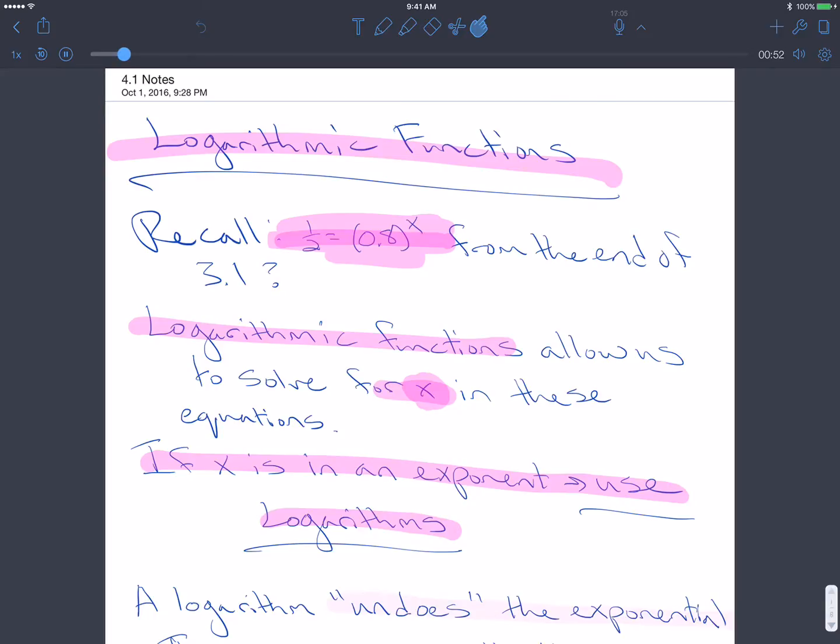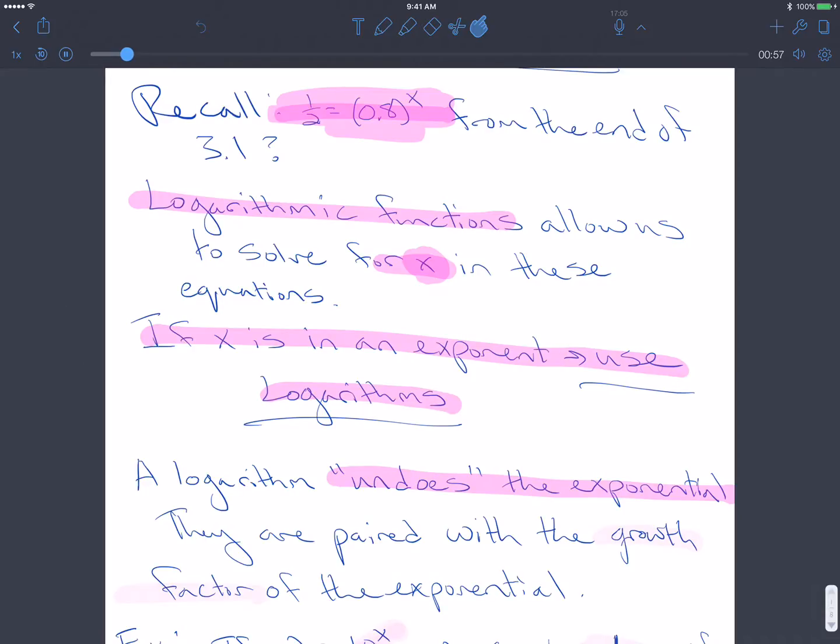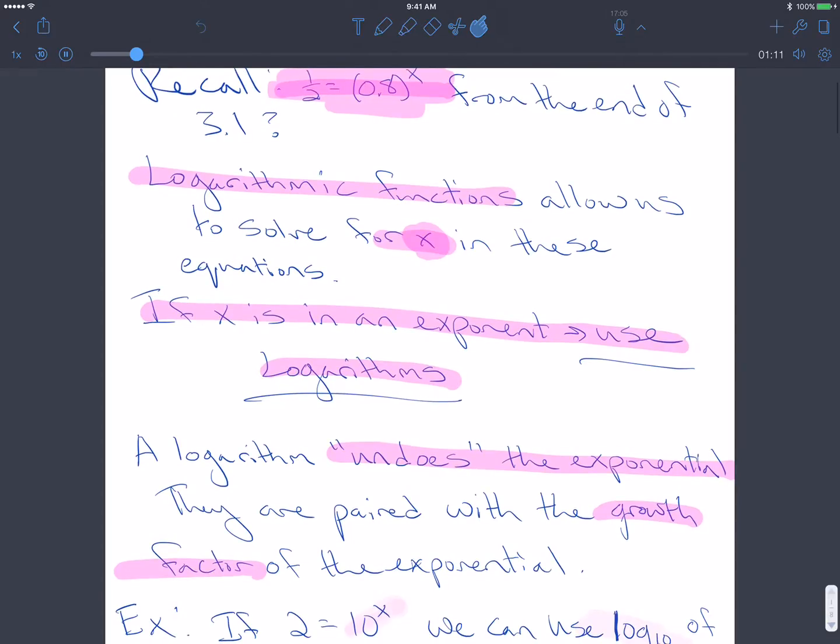Basically what a logarithm is doing is it's undoing the exponential operation. So an exponential takes it to the power x, and the logarithm is taking it out of the power x and pulling it down. So they're paired to each other in terms of the growth factor of the exponential. Both of them have that same a value in order to undo each other, because the logarithm will undo the exponential and the exponential will undo the logarithm. What we call that is they invert each other.